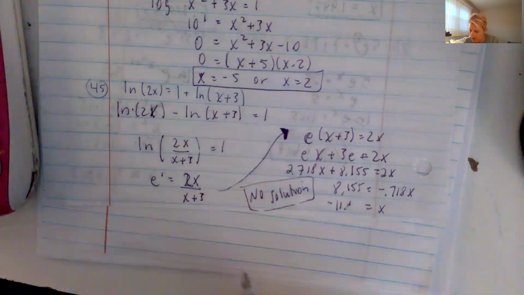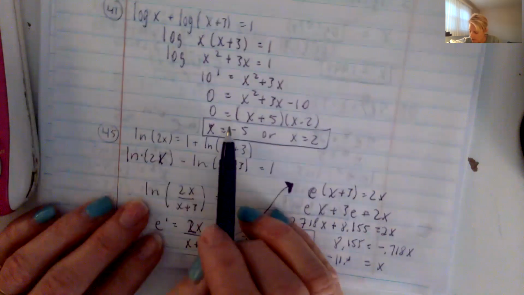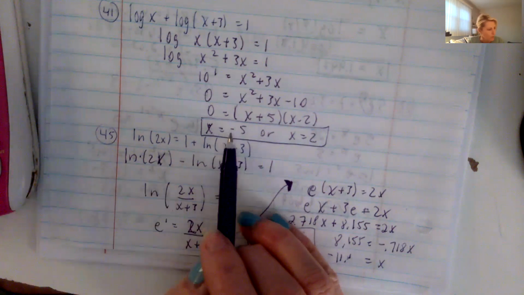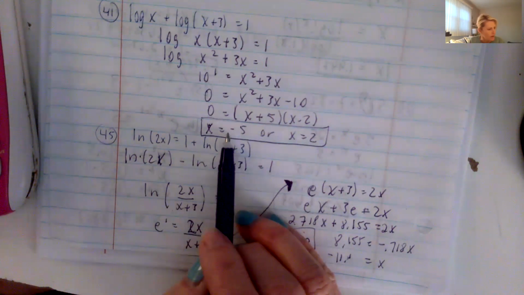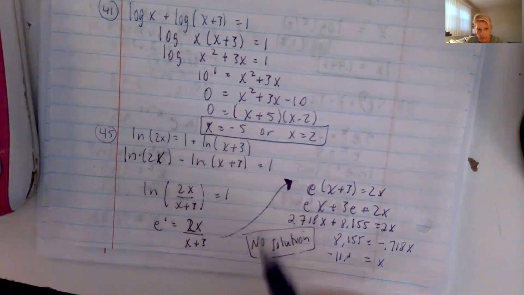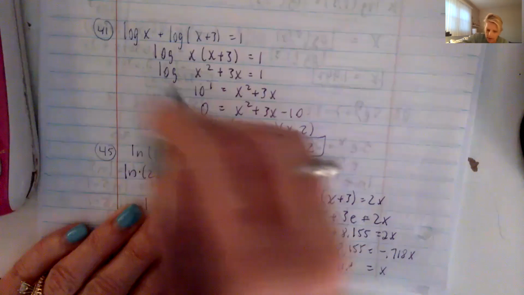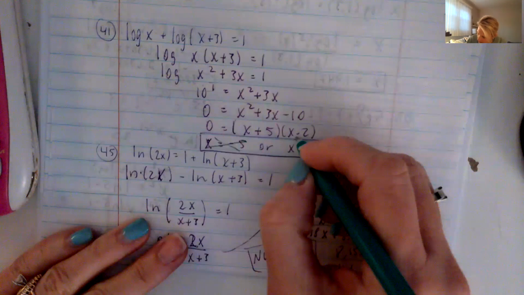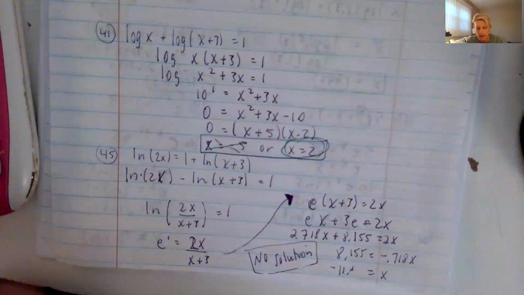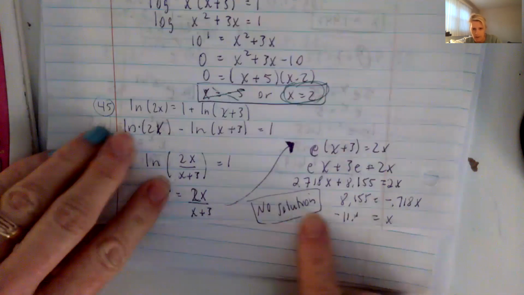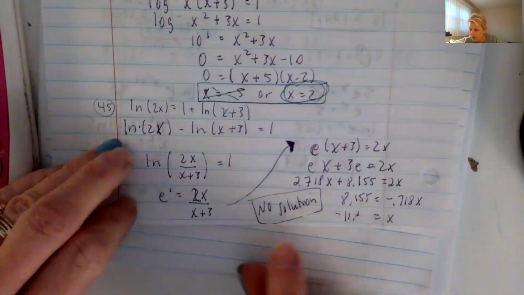So here, we could have for 41, I didn't think about that either. The negative 5, we can't take the log of a negative, so that one can't work. But we can do this one, so that one's okay. So we just have to go back and check those. It just dawned on me. And so this one is going to be no solution because it comes out to be negative on 45.